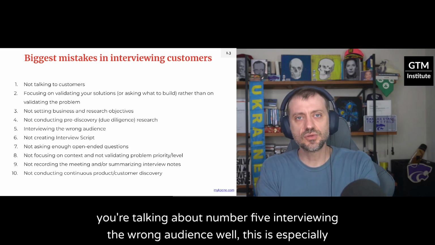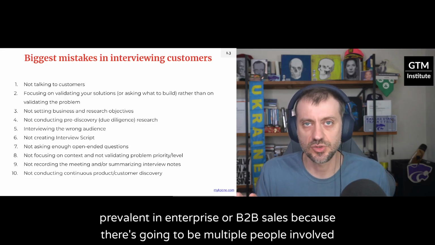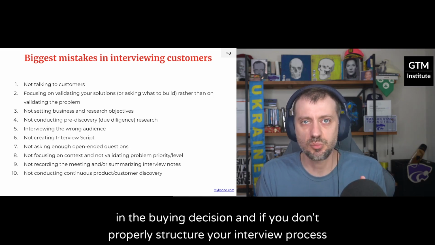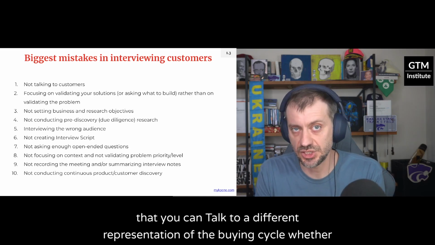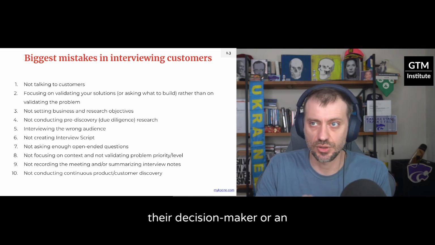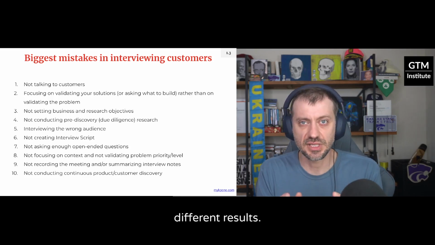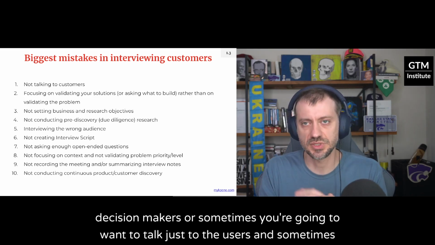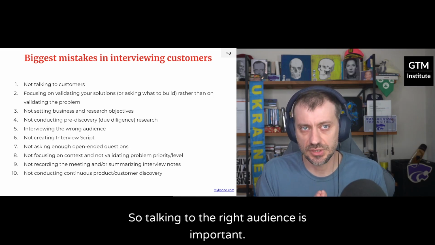Number five, interviewing the wrong audience. Well, this is especially prevalent in enterprise or B2B sales, because there are going to be multiple people involved in the buying decision. And if you don't properly structure your interview process, you can talk to a different representation of the buying cycle, whether they're a decision maker or an influencer, or the user of the product, and you will get different results. Yes, there are going to be some research objectives where you just want to talk to decision makers, or sometimes you're going to want to talk just to the users, and sometimes you want to talk to a broader audience who are involved in buying decisions. So talking to the right audience is important.